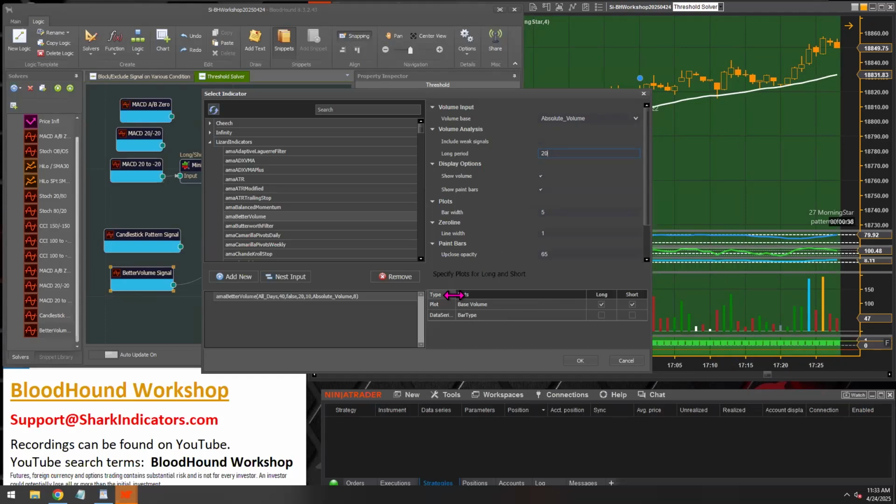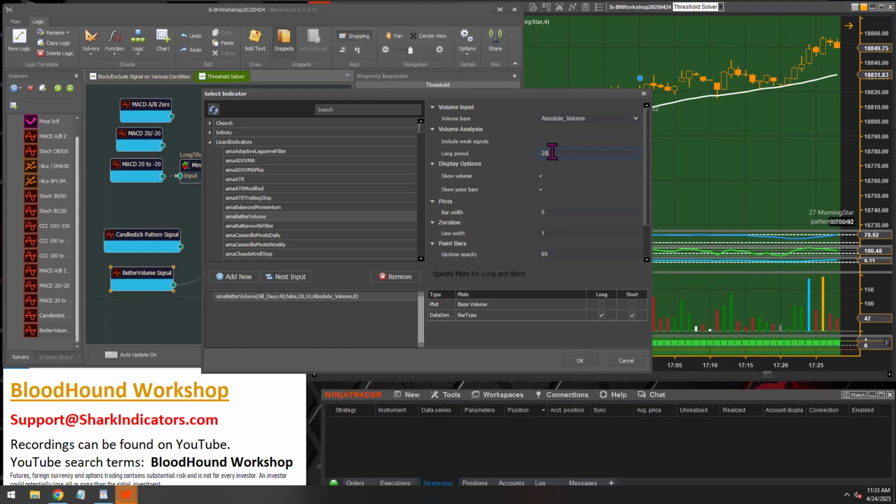And let's see here, right? So we have two outputs. We have a plot, which is just the base volume, right? So this plot is what we see on the chart. And then we have a data series. So this tells us the bar type, right? In other words, this is telling us the color of those volume bars there. So that is what we actually want to read there.